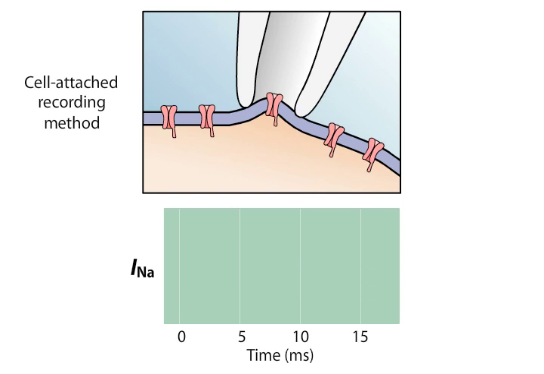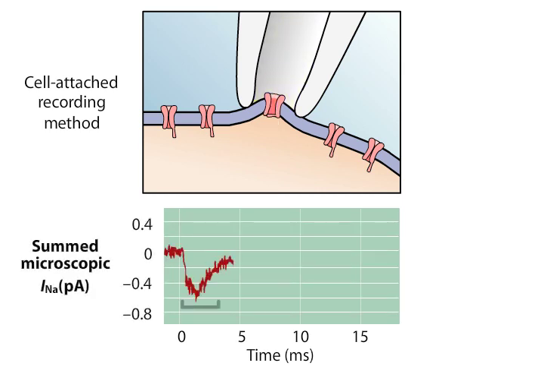For example, depolarizing voltage pulses applied to a patch of membrane containing a single sodium channel result in brief currents, the downward deflections. The sum of many such current records show that most channels open in the initial 1 to 2 milliseconds following depolarization of the membrane. The process by which sodium channels close is called inactivation.